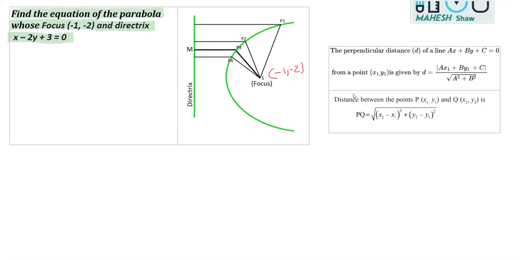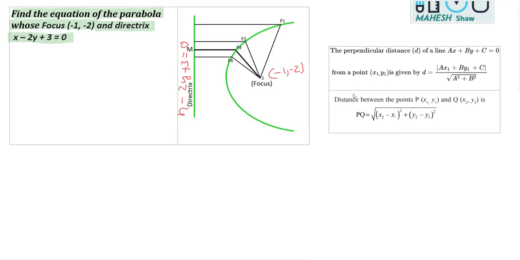So this is the directrix, as you can see, and we know the equation here. The equation of the directrix is x minus 2y plus 3 equals 0. That's what is given to us. Now we have to find the equation of the parabola.